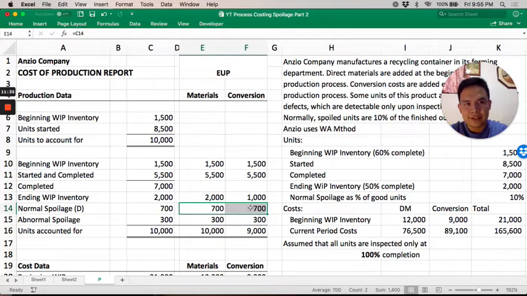So yun, hanggang doon na lang muna tayo hanggang susunod sa video, kung saan pag-usapan naman natin, what if yung inspection point ay nasa gitna? Malalaman natin yan next time.